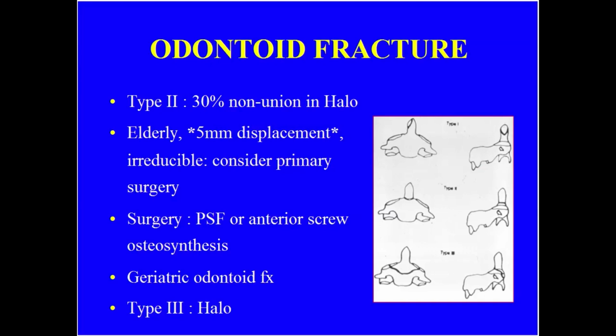Other risk factors include an irreducible fracture. If you can't get a near anatomic reduction, then because of the overlap of the dens, you don't have enough bony contact. That's a high risk for non-union. And that's another patient to consider primary surgery on. And the other person is, if you put somebody in a halo and you can't hold them reduced. You get them reduced, and then they redisplace.